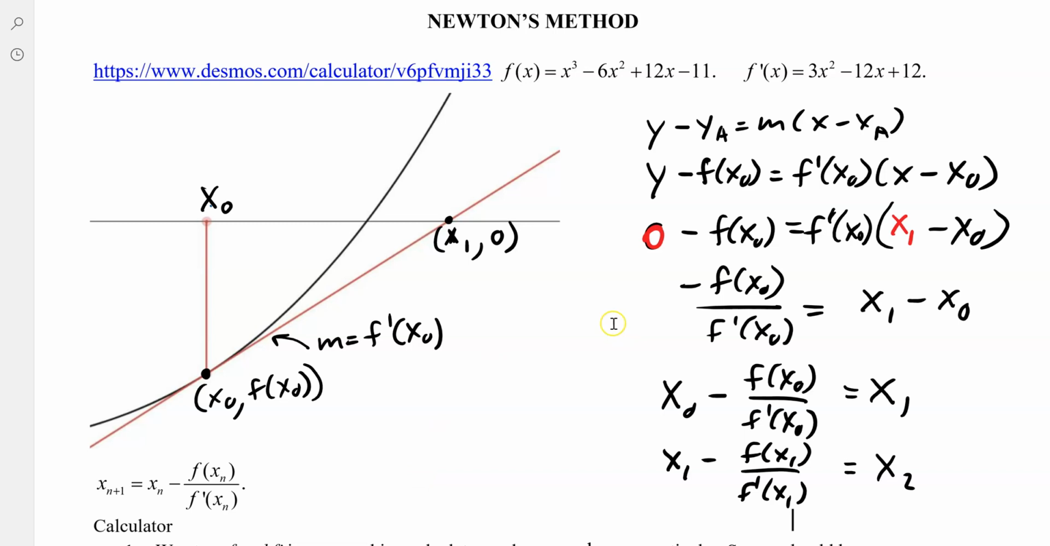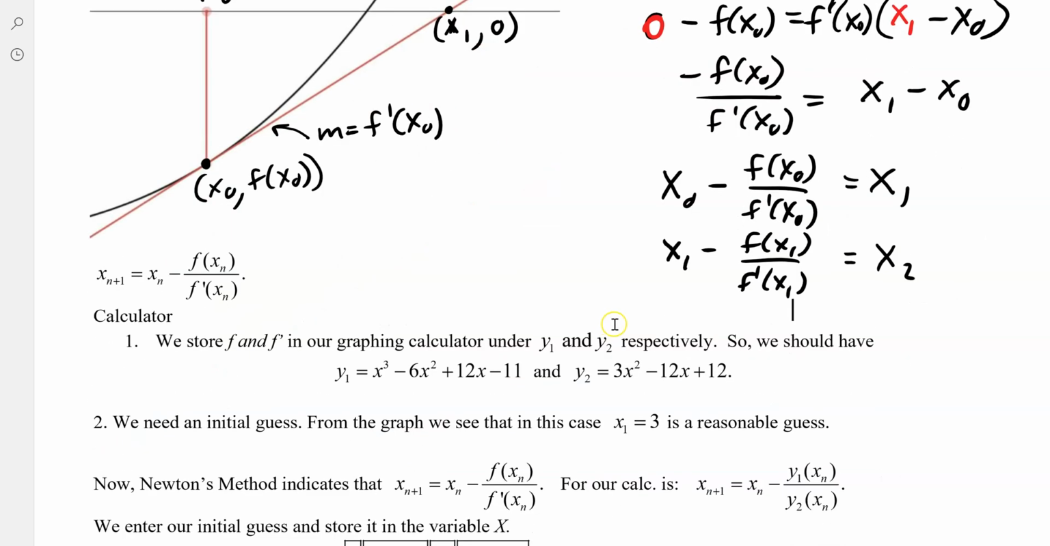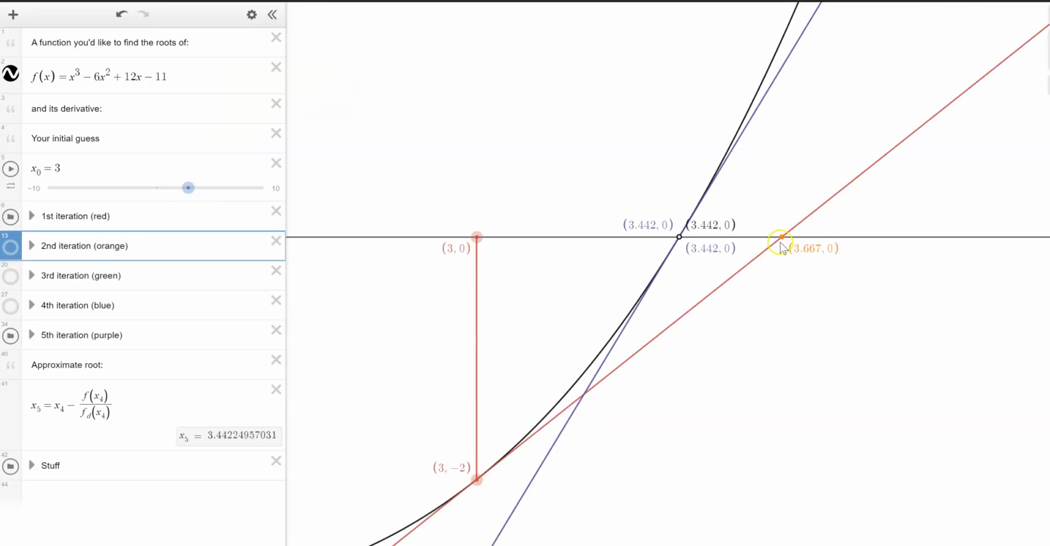What we're going to do is use our calculator now to calculate that. This formula here is what we're going to use to find each new x value. Again, one iteration will give us that point. The second iteration will give us this point. The third iteration will then give us that point. The fourth, and then finally the fifth.